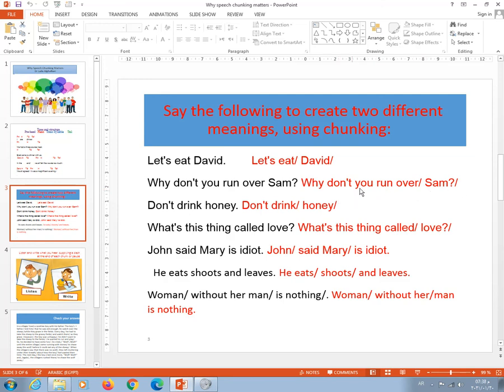Why don't you run over? Why don't you run over Sam? Okay, run over here in the second means practice, means think, means flow, and so on. So the meaning gets different simply by chunking.